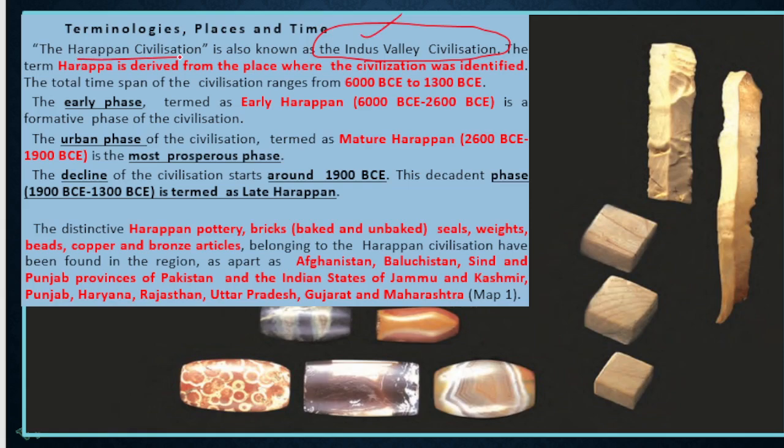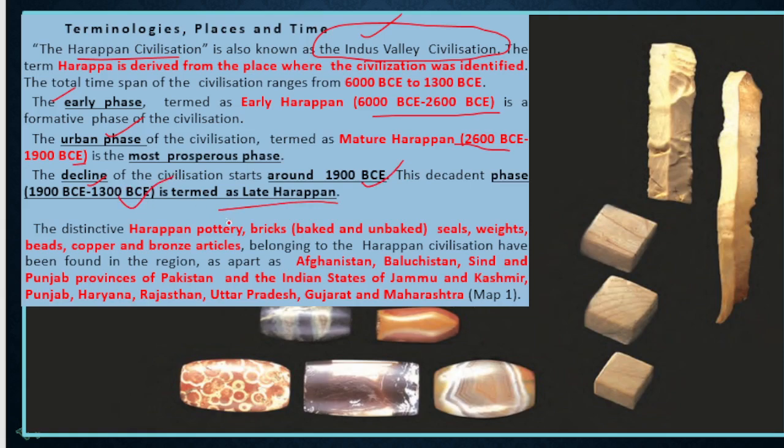Here, in the timeline, there are 3 phases: an early phase, then a mature or urban phase, and then a decline phase. The early phase is 6000 BC to 2600 BC. Then there is the urban phase, the most flourished one, which is 2600 to 1900 BC. Then decline starts from 1900 BC, and that you can call late Harappan also. Till 1300 BC it's late Harappan and it's getting over.